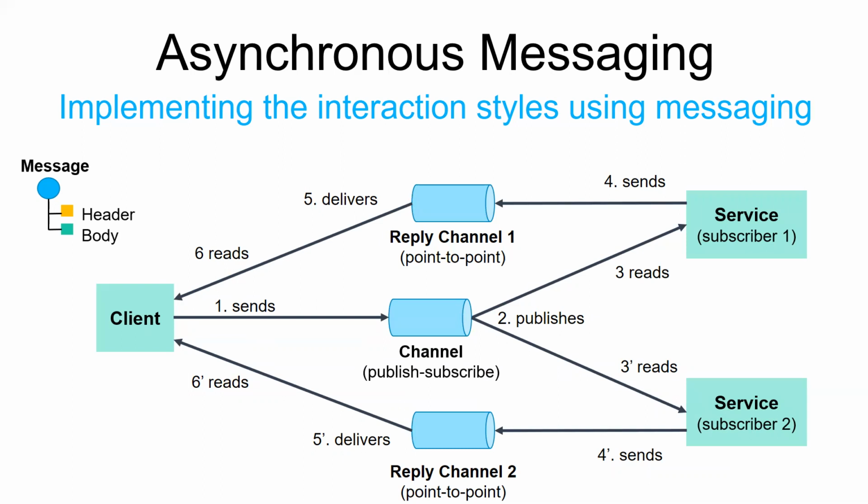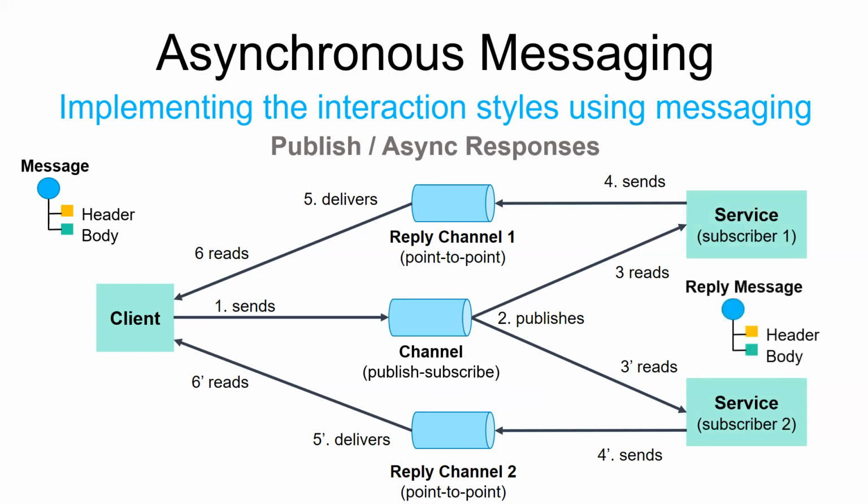The publish async responses interaction style is a higher-level style of interaction that is implemented by combining elements of publish-subscribe and request response. A client publishes a message that specifies a reply channel header to a publish-subscribe channel. A consumer writes a reply message containing a correlation ID to the reply channel. The client gathers the responses by using the correlation ID to match the reply messages with the request.